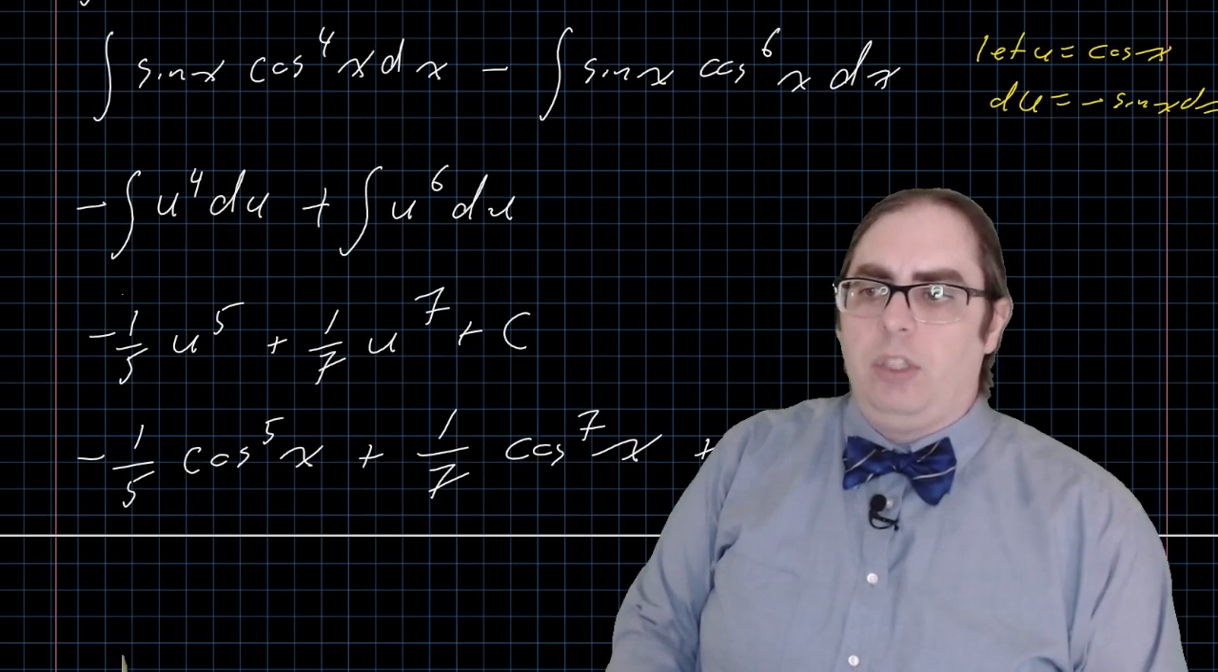Well, what if I don't have an odd power? What if everything is even? And I'll take a look at the simplest case of that. What if we don't have sine at all? What if we just have cosine?